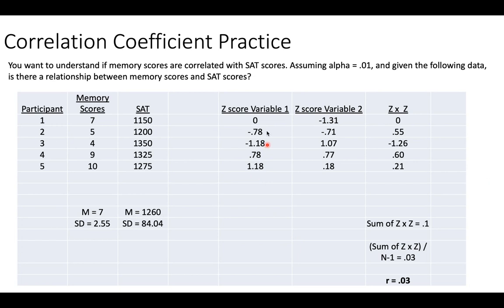These are our Z-scores for variable 1. We can see person number 1 is right on the mean, right? So they have a Z-score of 0. Person number 2 for memory score is slightly below the mean. Person number 3 is even more below the mean. Person number 4 is above the mean. And person number 5 is also above the mean. So take a second, look at your answers.